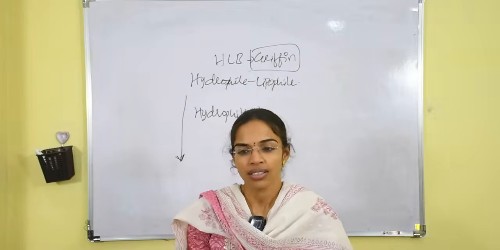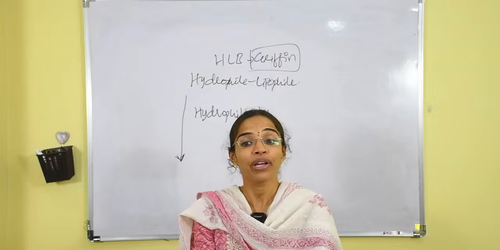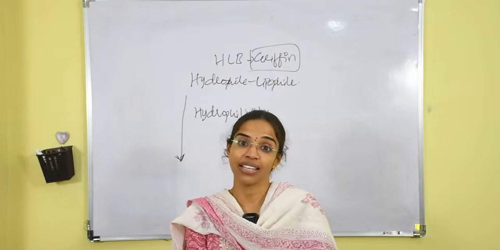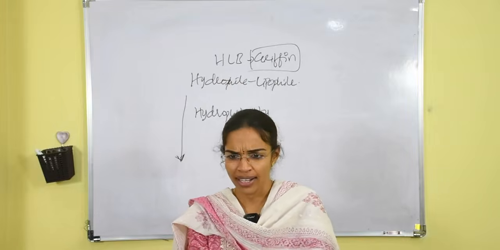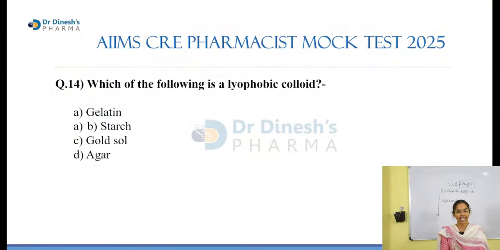Which of the following is a lyophobic colloid? Next question, this is also an important question. The options here are A gelatin, B starch, C gold sol and D agar. Which is the lyophobic colloid among these? The right answer is gold sol.